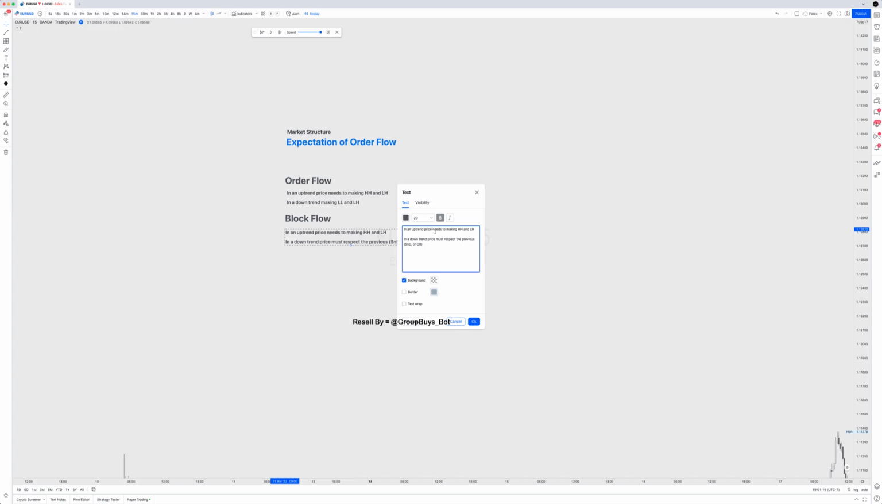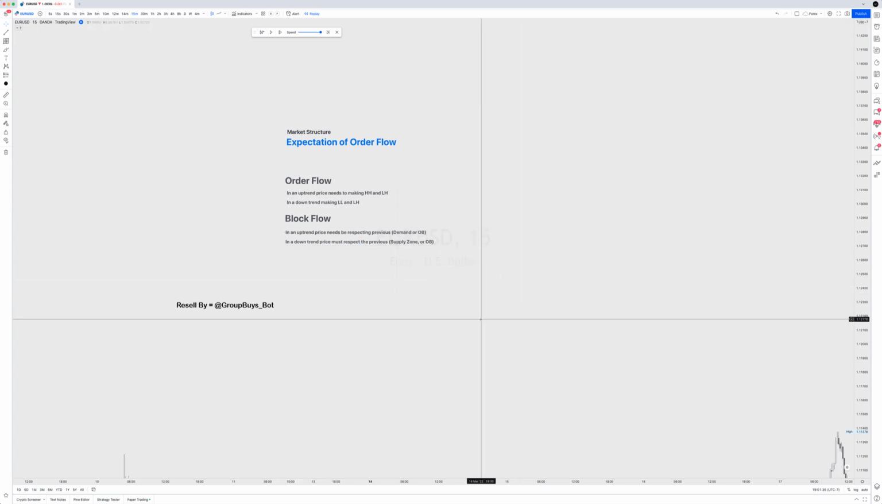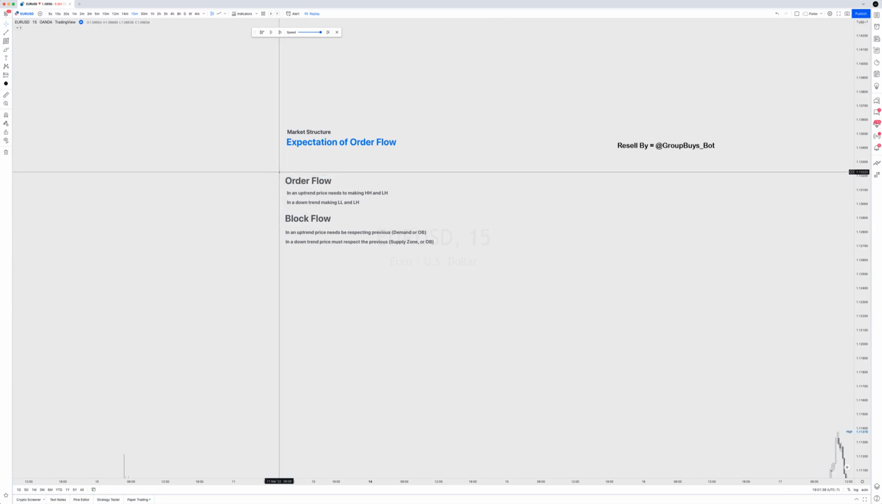And in an uptrend, price needs to be respecting previous demand or OB. And there is a distinct difference between the two, okay?